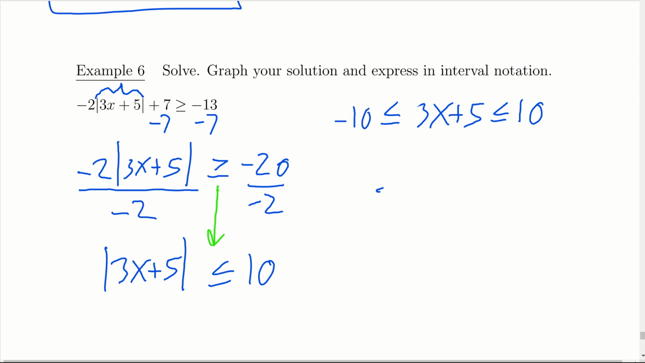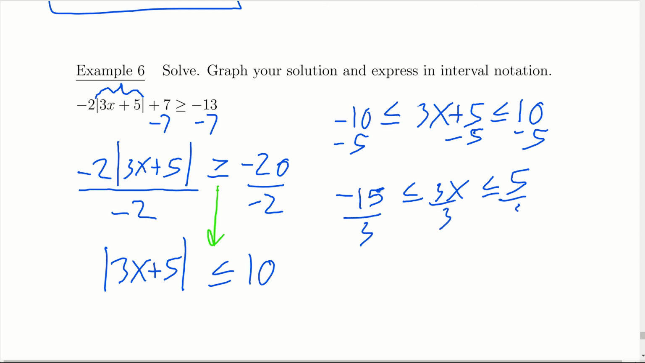To solve this for x, we would now begin by subtracting 5 from all three parts. We get negative 15 is less than or equal to 3x is less than or equal to positive 5. And then the very next step is to divide everything by 3. We're dividing by a positive 3, so that's not going to change any directions. We get negative 5 is less than or equal to x, which is less than or equal to 5/3.